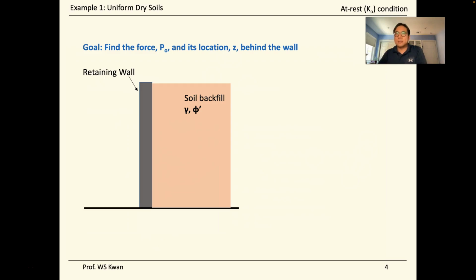I will have more tutorials coming up looking at different scenarios and different loading conditions, Ka or Kp, and also whether they have water. The second example we'll look at also covers two-layer systems. But let's start with the most basic one.